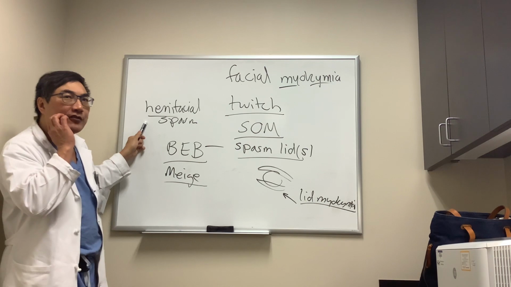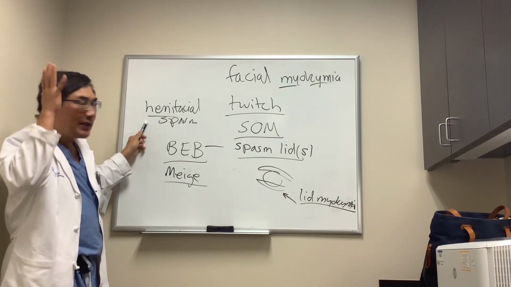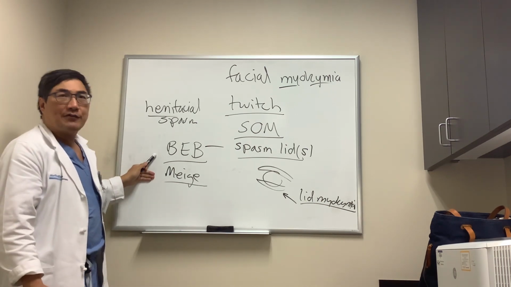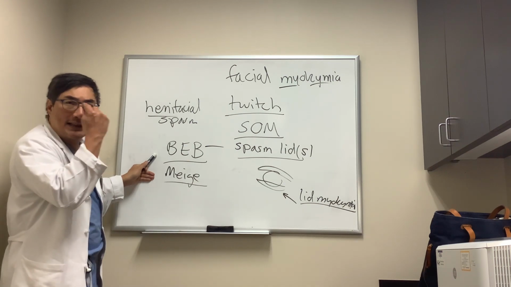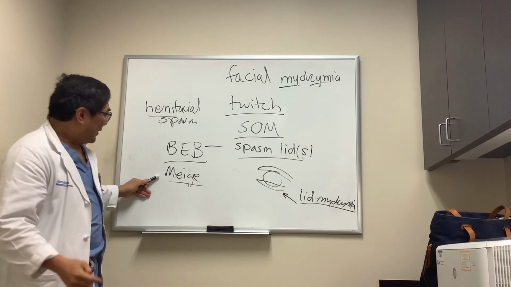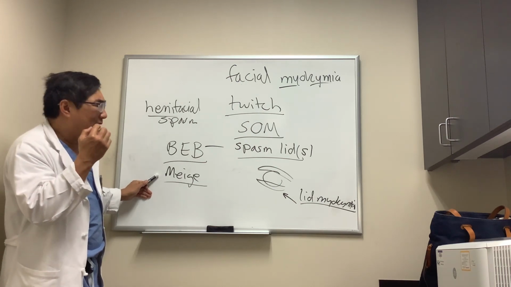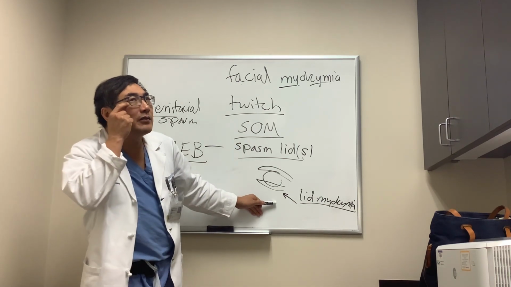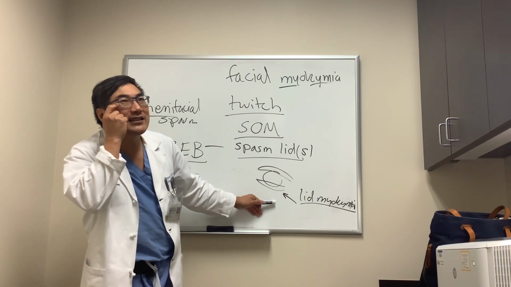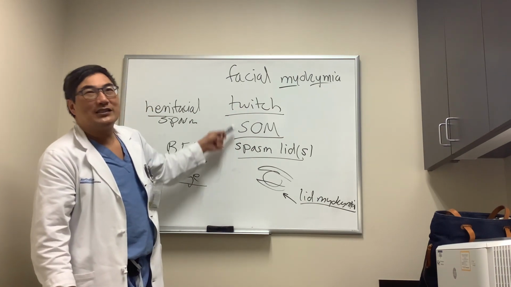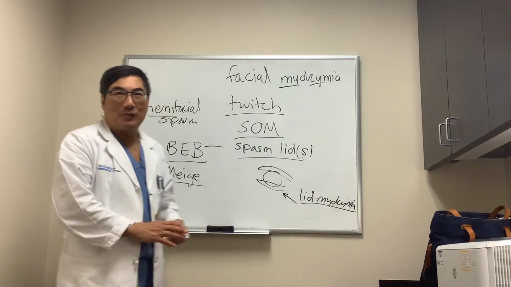Hemifacial spasm, half your face, but the whole side is moving, image that. Benign essential blepharospasm, bilateral and lid only, you don't have to image that. Meige syndrome, it's your eyelids plus your face, but bilateral, synchronous, you don't have to image that. Lid myokymia, only one muscle under your lid, you don't have to image that. They're all twitches and spasms, but some are more dangerous than others.